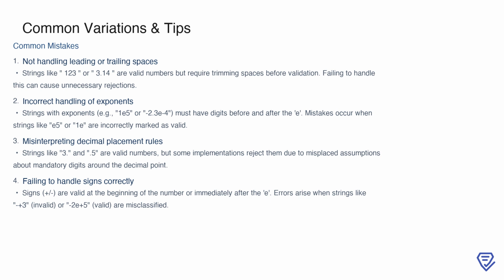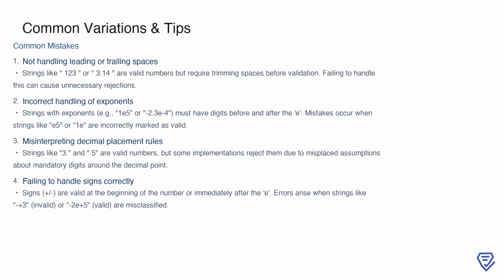Another issue arises with exponents. Strings like 1e5 or -2.3e-4 are valid, but they require digits both before and after the e. Errors occur when inputs like E5 or 1E are mistakenly marked as valid. Similarly, decimal placement rules can be a source of confusion. Numbers like 3. or .5 are valid, even though they lack digits on one side of the decimal point. Misunderstanding this can lead to incorrect rejections.